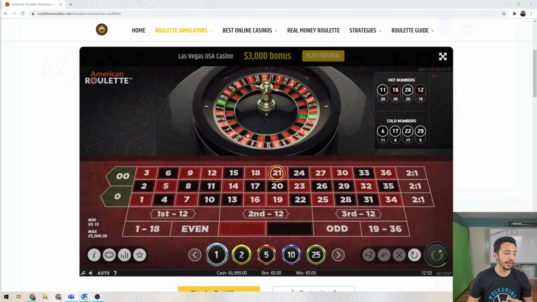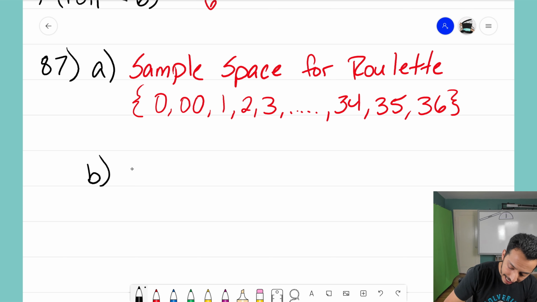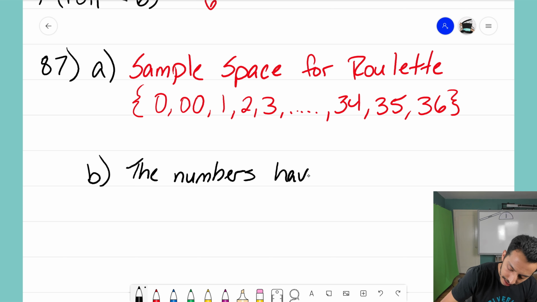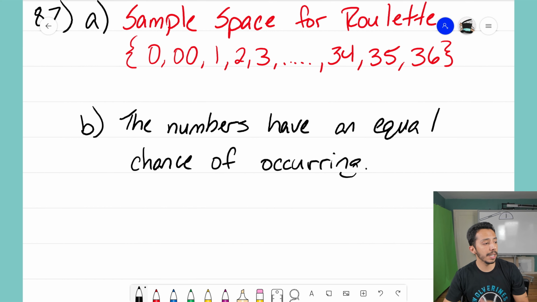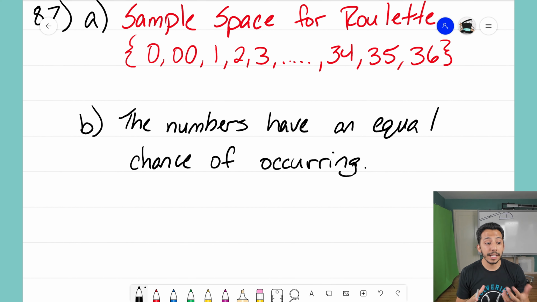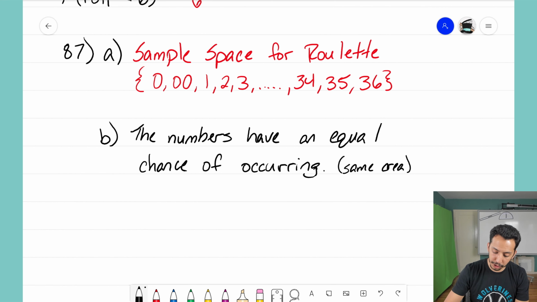So that's what we want to write down for this on our paper here. B says, are they all equally likely? That's what we want to write down, is that the numbers have an equal chance of occurring. Okay? Those numbers on our roulette wheel all have an equal chance of coming up. If you want to even add it, you could say same area. That's kind of the word I was looking for. They have the same area on that wheel. Absolutely good, guys.